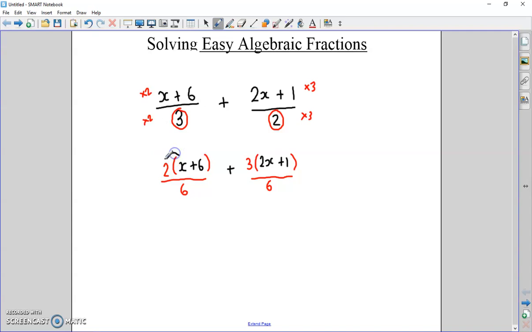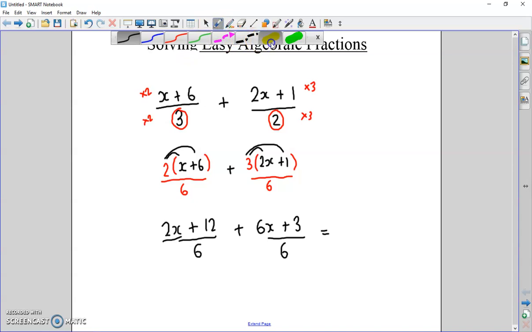Right, expand the top. What do we get? We get 2x plus 12 over 6. And if we expand the other one, we get 6x plus 3 over 6. I can add them together now. I would get, now then remember, add the tops. So we have got, we highlight those, we've got 2x, add 6x, that's 8x.